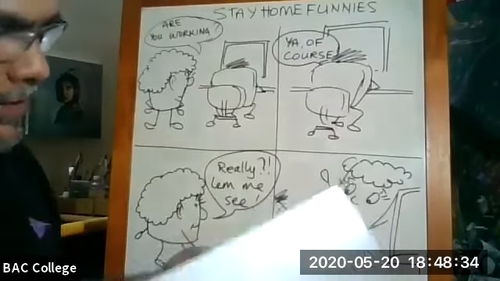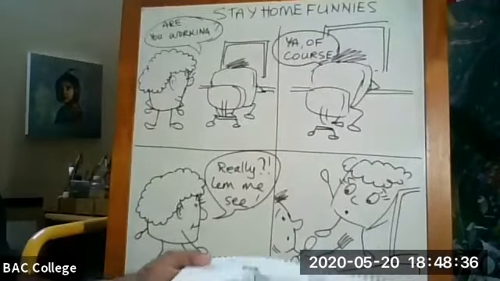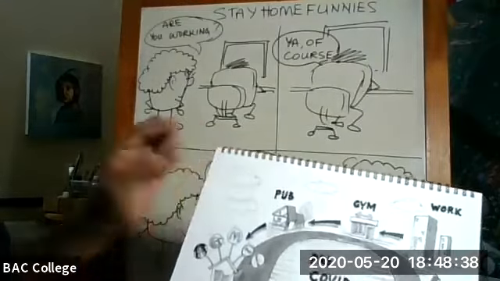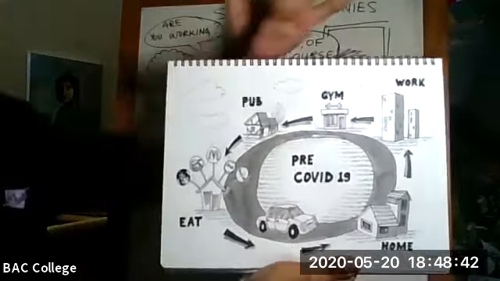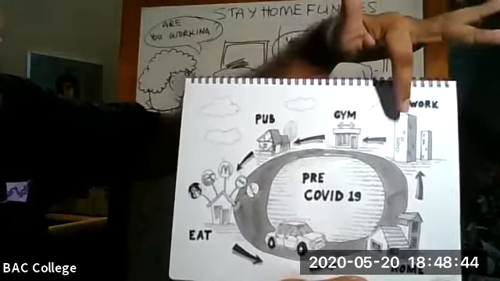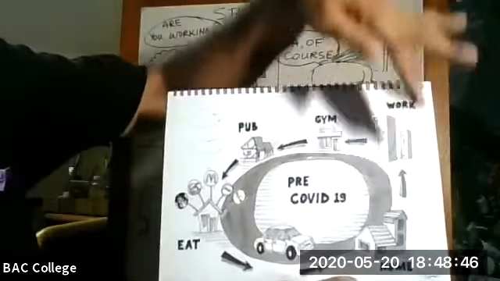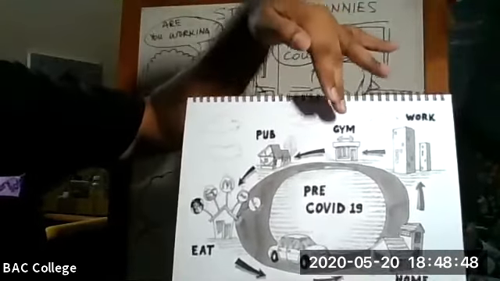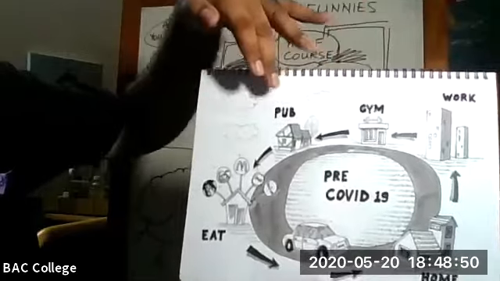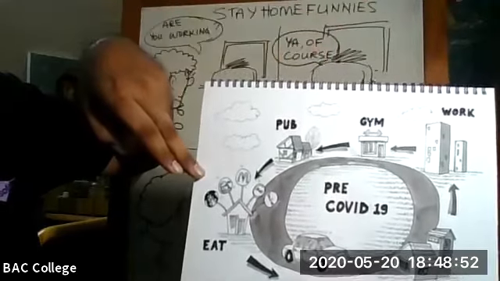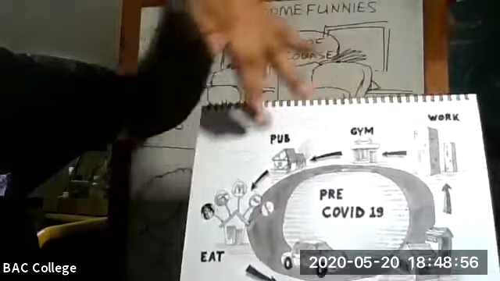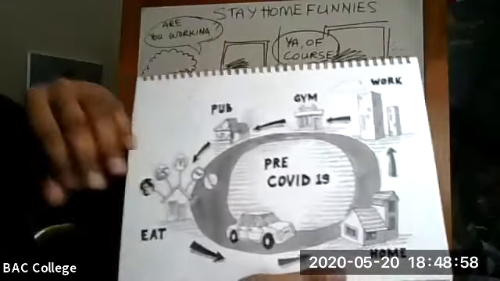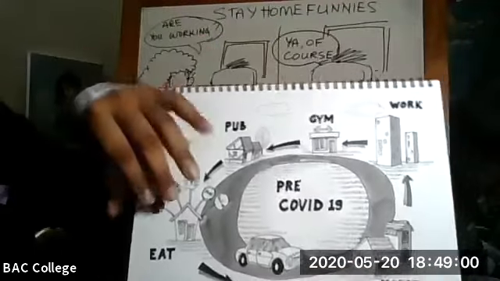I created a few. Maybe I can show you some that I've created. I don't know if you saw this in my Instagram. Remember this one? Pre-COVID: you leave home, you go to work, you go to gym, you go to pub, you go to your fast food, and then you go back home. That's your stops, right? Before COVID, before all this happened.